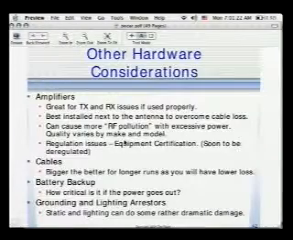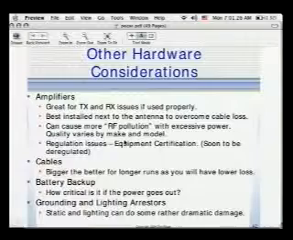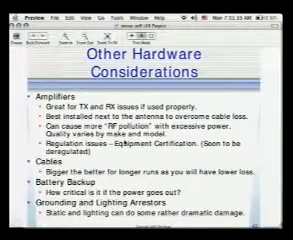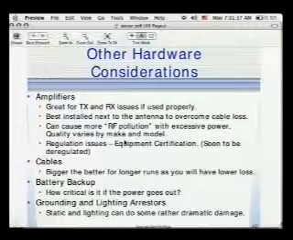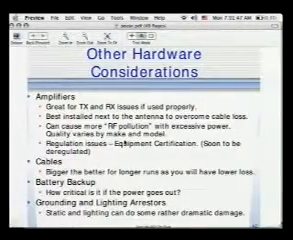Other hardware considerations: a lot of people are deciding to use amplifiers to power through their problems. This is a good idea and a bad idea. It's usually a good idea if you can't solve it any other way from getting point A to point B. It's a bad idea if you just need to raise your antenna up a little bit. Also, a lot of amplifiers are pretty noisy and tend to pollute outside the channel you're actually using, so you may want to avoid that if you can.